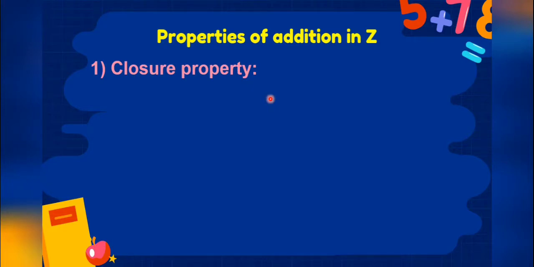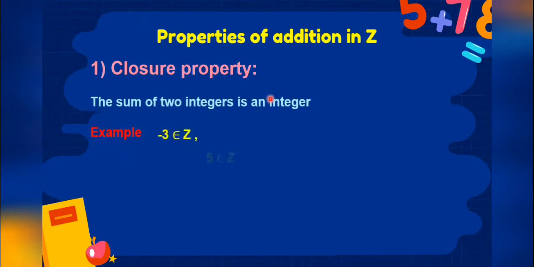Example, I know that negative 3 belongs to Z and 5 belongs to Z. So if I want to find their sum, negative 3 plus 5, different signs, find the difference. So 5 minus 3 equal 2 and the sign is positive. Is positive 2. So here positive 2 belongs to Z.